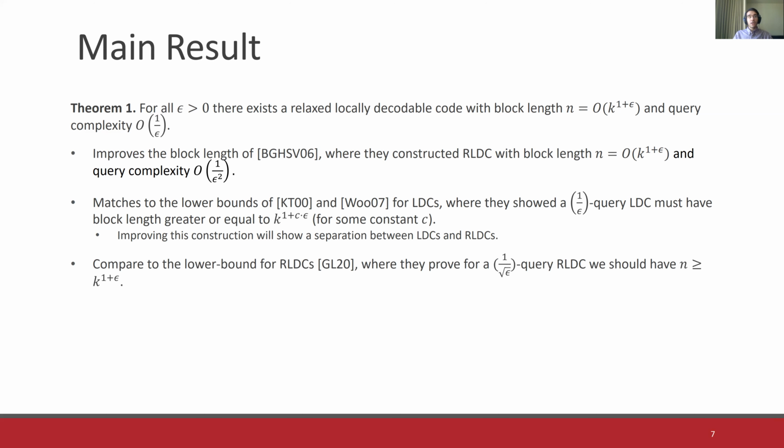And we can compare this construction to the lower bound for RLDCs, which is due to the work of Gur and Lachish, where they prove that for a 1 over square root epsilon query RLDC, we should have block length greater than or equal to k to the power 1 plus epsilon.